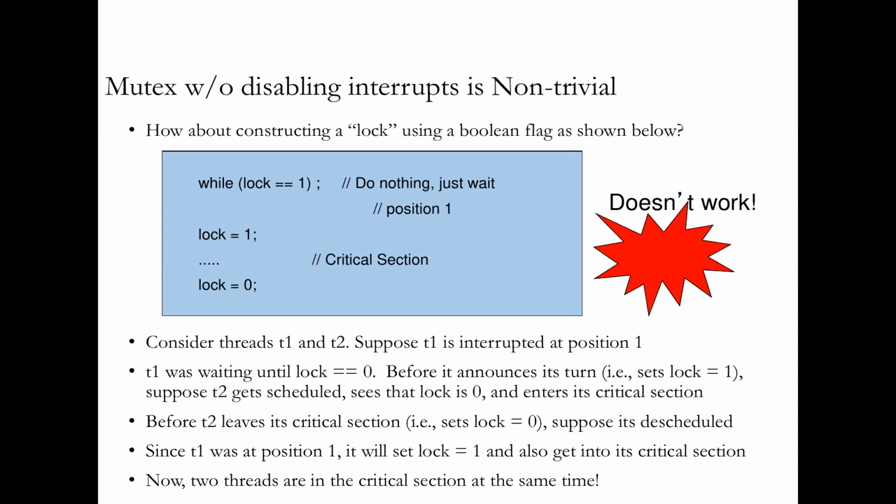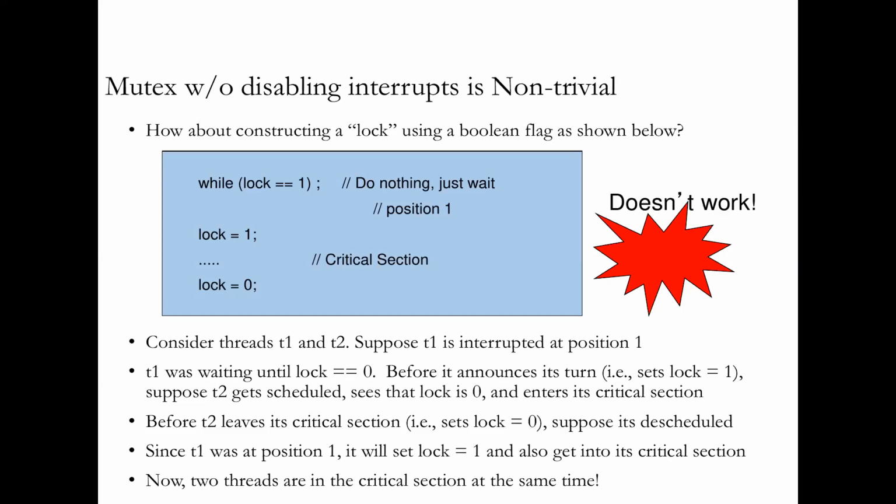So while I'm checking the lock, maybe lock was initially 0, right? Then some thread got a lock. Then some other thread is trying to get a lock, right? So it's checking while lock is 1. Well, lock was 0, therefore it will not wait. So it will immediately break from this loop.